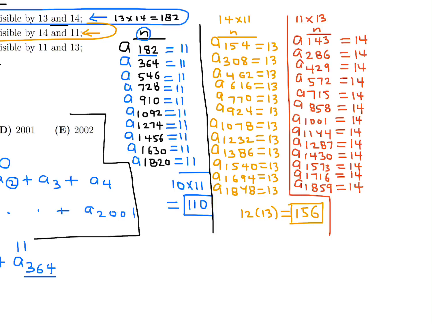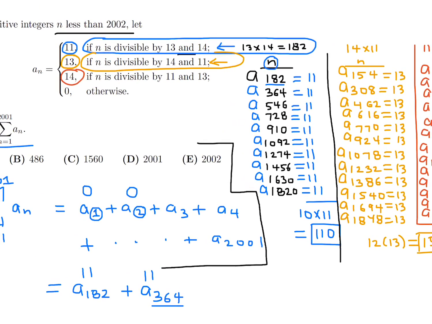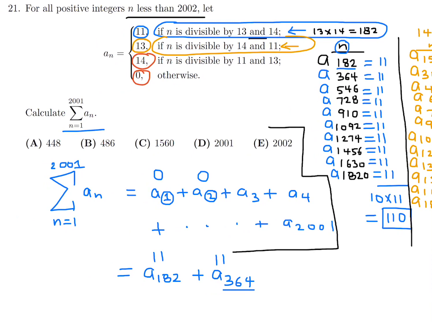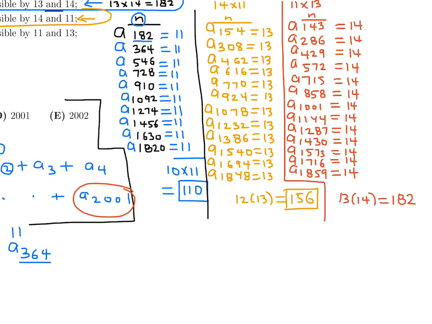So how many do we have of the 14s? We've got 13 of them. So 13 times 14 is the sum, which is 182. And then any other a we don't have to worry about because it has a value of 0. So if you add up all the a's from A1 to A2001, these ones that I just drew out are the only ones that have a numerical value. All the other ones have a value of 0.